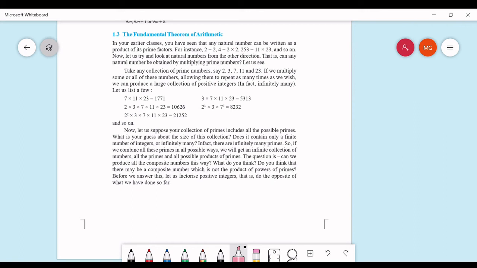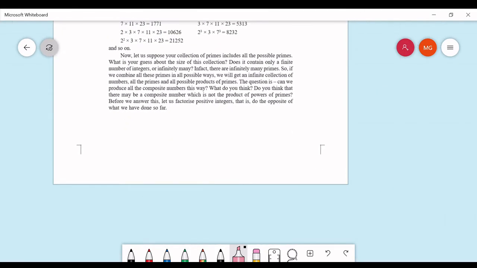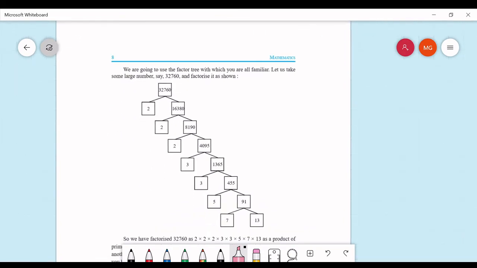I hope you are all well, and I hope you have seen that video on the fundamental theorem of arithmetic. That was quite an interesting video, which is why I shared it with you. I hope you have all understood that, so I'll quickly go through this theorem.